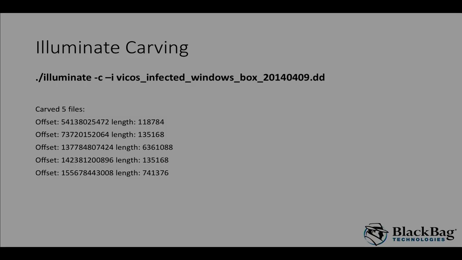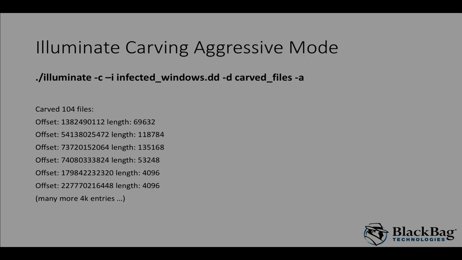You can carve just by giving it some blob and it'll pull out files and tell you the offset and the length and pull them out into a directory you can specify. By default, it does this trying to weed out false positives, but you can give it the dash A flag for aggressive or all, or I wrote this thing, I don't even know what it means. It'll carve a whole bunch more files, but they're likely to be a lot of junk, but you can have them if you want.